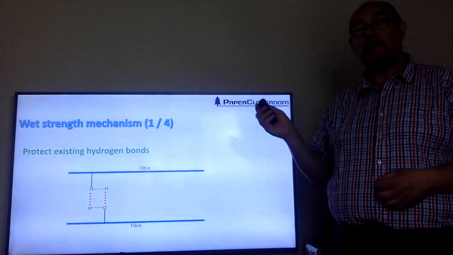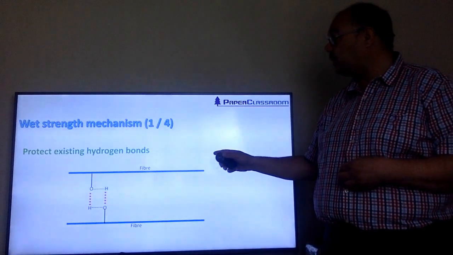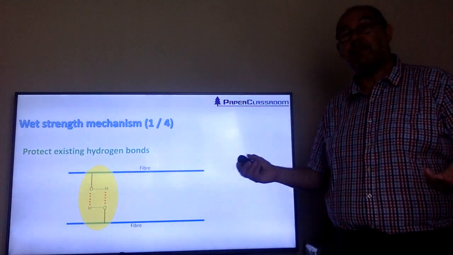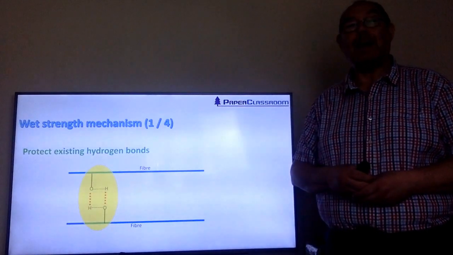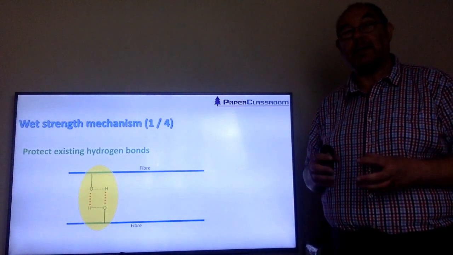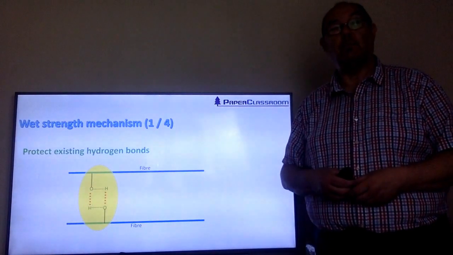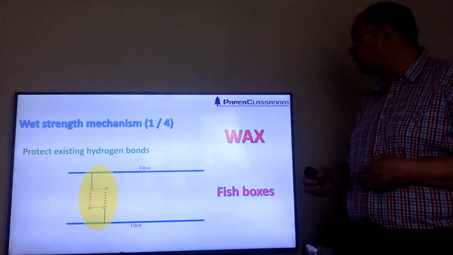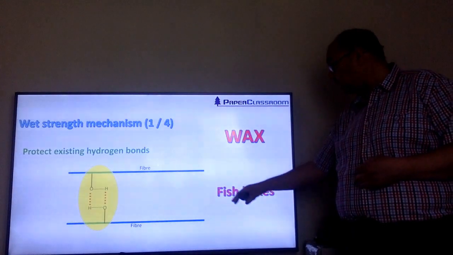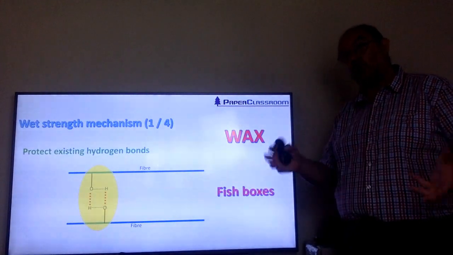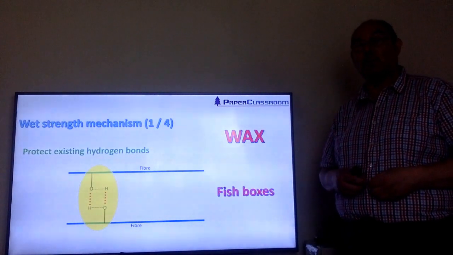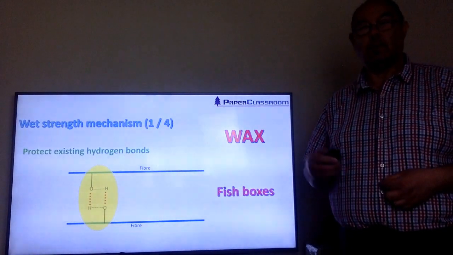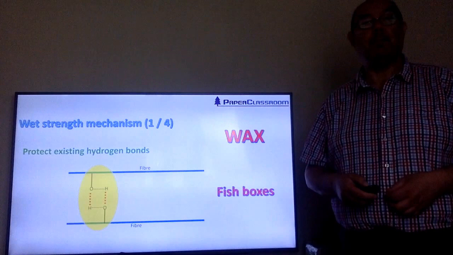So mechanism number one would be to somehow protect this hydrogen bond. If, for example, we coated it with wax, then the water can't get at it, and so we have wet strength. And the type of items that use this technology will be things like fish boxes, for example, cardboard boxes impregnated with wax for holding fish. Good example of one old-fashioned way of producing temporary wet strength.